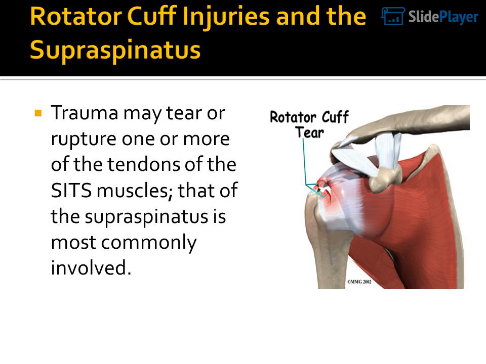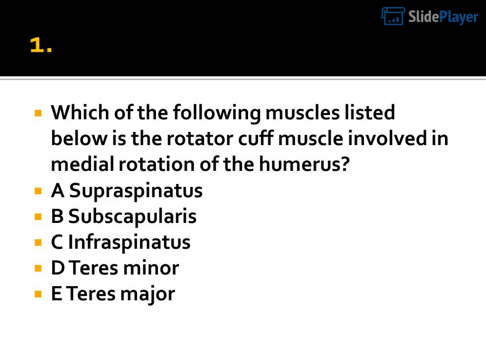Rotator cuff injuries and the supraspinatus. Trauma may tear or rupture one or more of the tendons of the SITS muscles, that of the supraspinatus is most commonly involved.